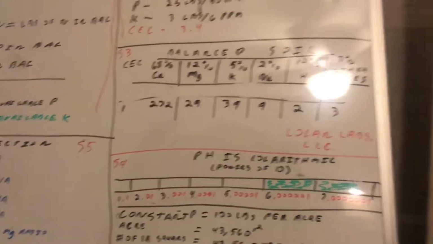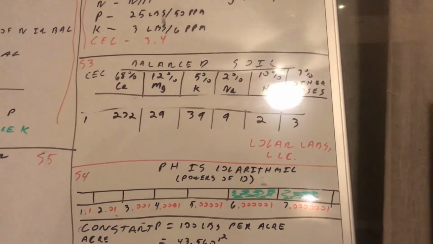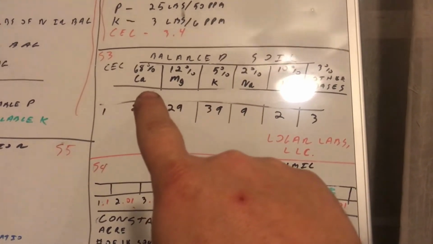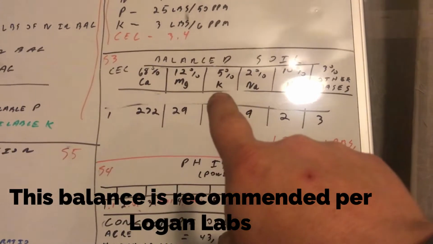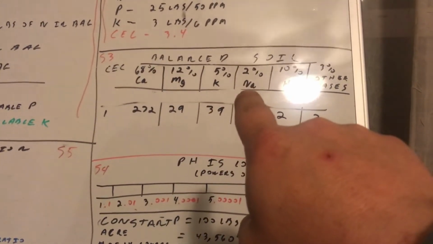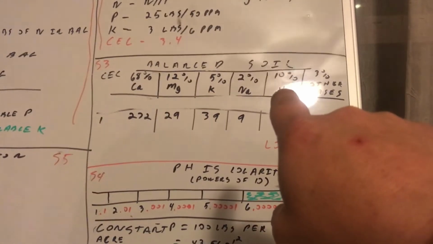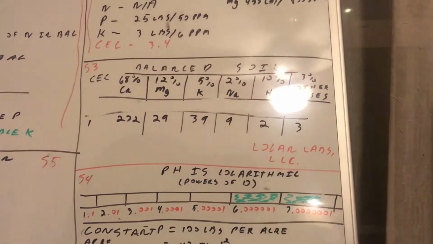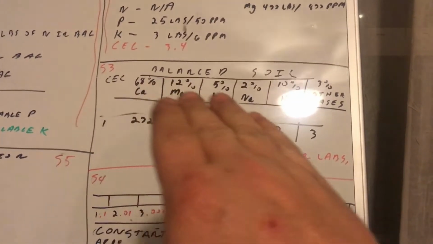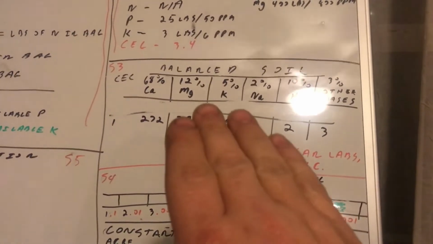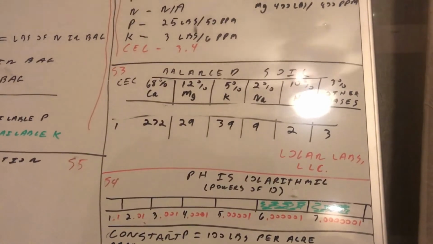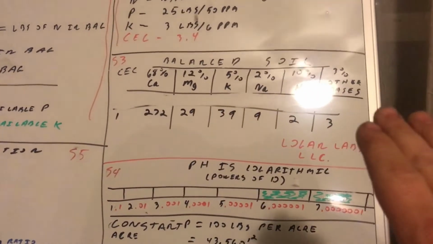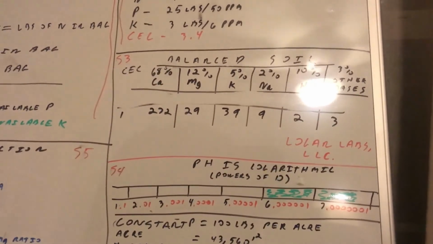I've got a little bit of glare here because of my light, but in a perfectly balanced soil we have 68% calcium, 12% magnesium, 5% potassium, 2% sodium, and behind this glare, 10% hydrogen, and then 3% other bases. This is what is considered balanced soil. If we obtain a balanced soil, then we do not have to worry so much about correcting pH issues, because they would correct themselves since we have the proper balance of the major cations in the soil.